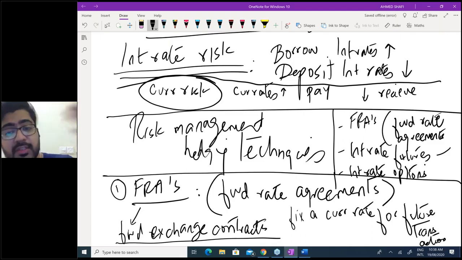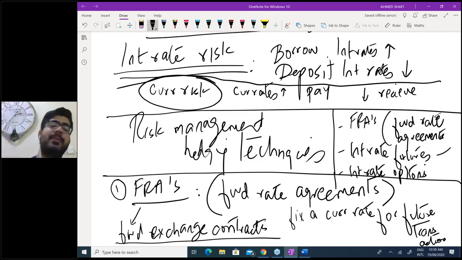This happened in forward exchange contracts, that you fix a rate for a future transaction. Like for example, I have to pay $1,000. I have to receive $1,000. Fix a rate. This is a forward exchange contract. Now, FRA works on the same mechanism, but with interest rates.